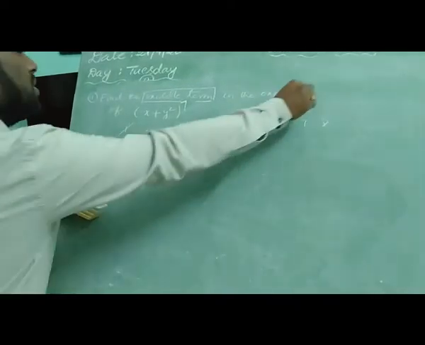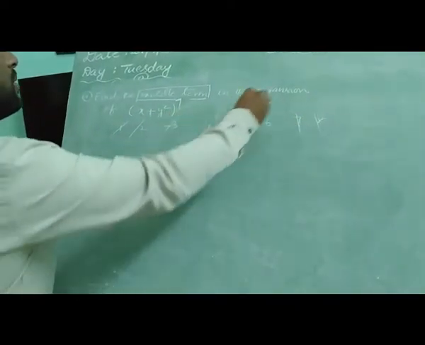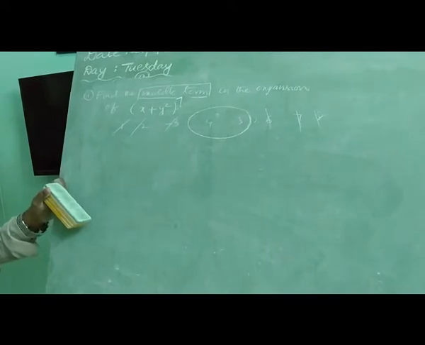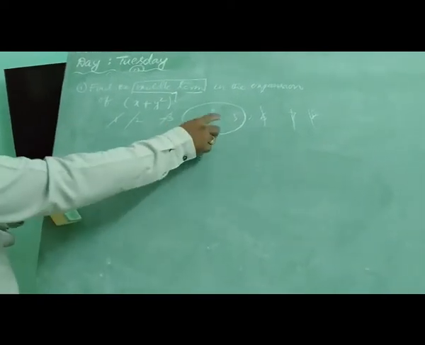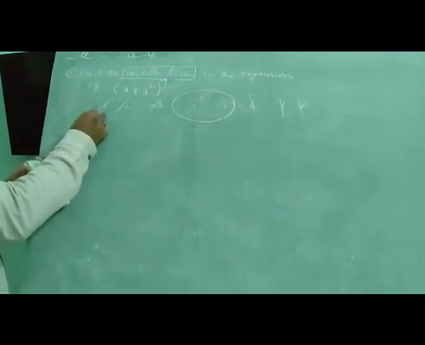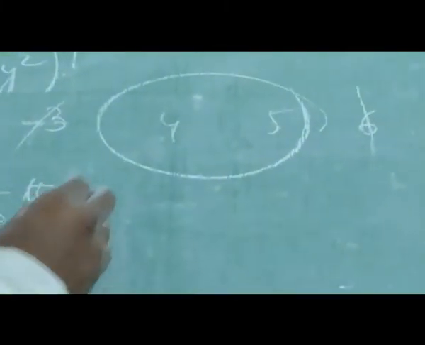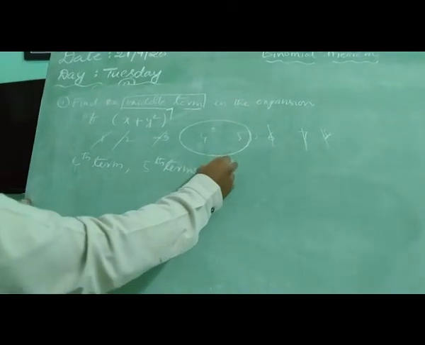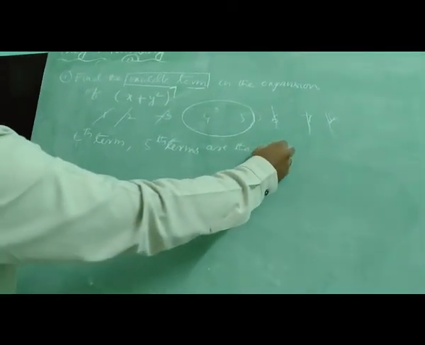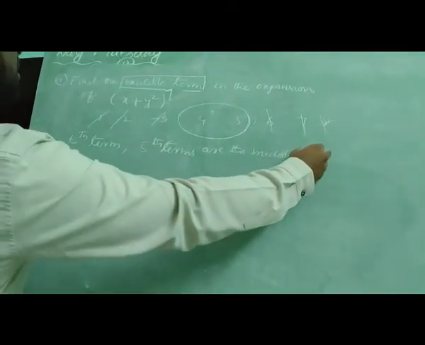Now what are the middle terms? This time we get 2 middle terms. What are these 2 middle terms? The first one is the 4th term and the second one is the 5th term. So the 4th term and 5th term are the middle terms.